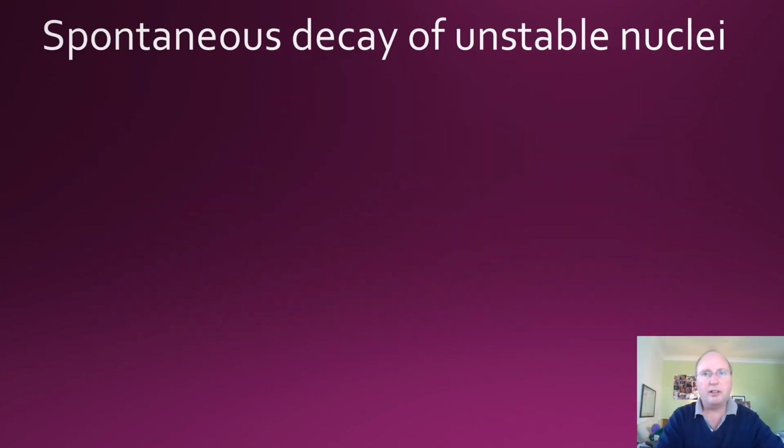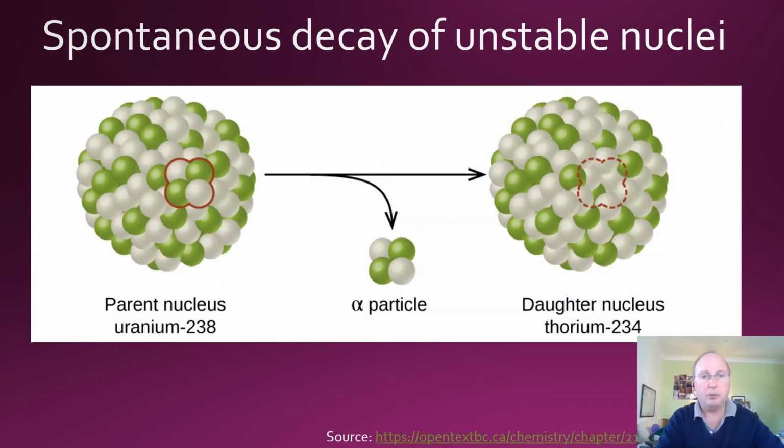So what is radioactive decay? When you have the spontaneous change of an unstable nuclide into another, that is called radioactive decay. The unstable nuclide is called the parent nuclide, and the nuclide that results from the decay is known as the daughter, as you can see from this example, where the parent nucleus is uranium-238. It emits an alpha particle because it's unstable, and then the daughter nucleus is thorium-234. Now, the daughter nucleus may be stable or unstable.